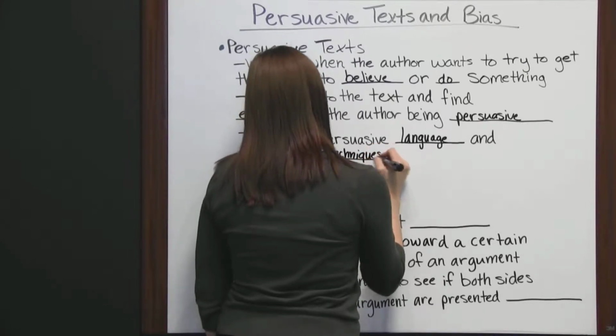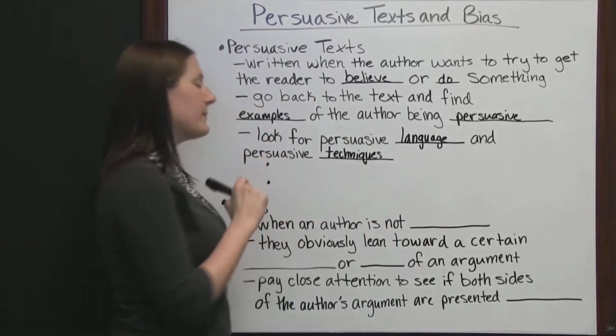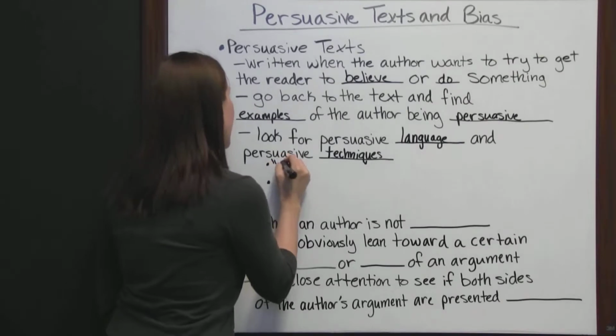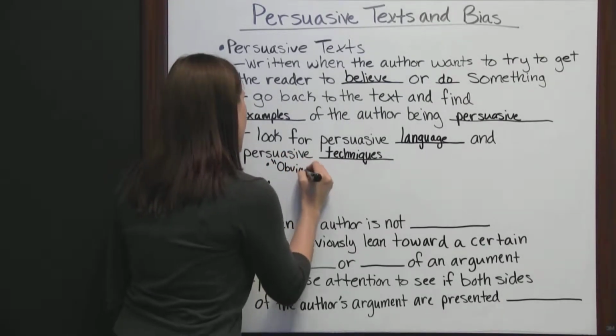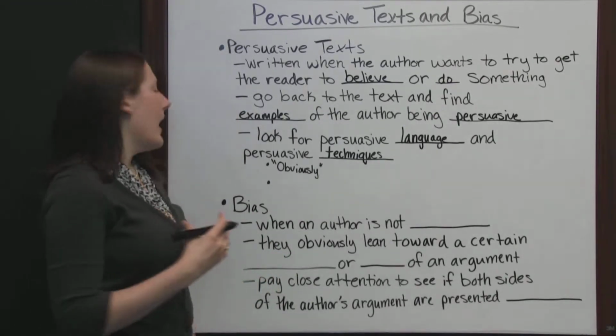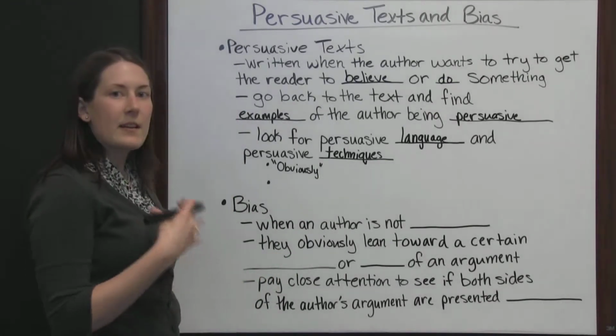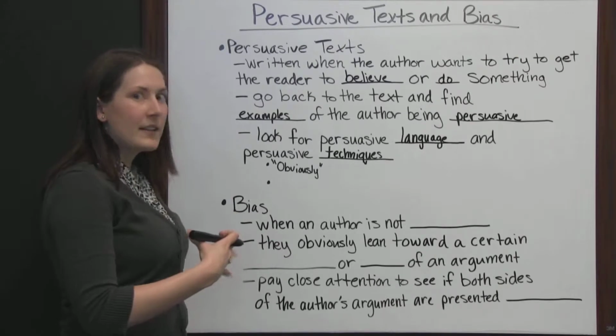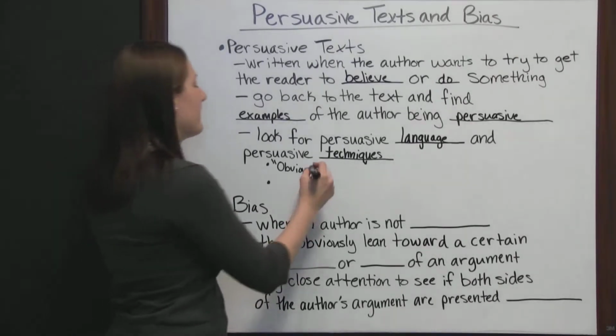Some examples of persuasive language would be saying something like obviously. Using adverbs like obviously you want to buy this product are strong adverbs that make you think, oh, it's very obvious. I should definitely do that.